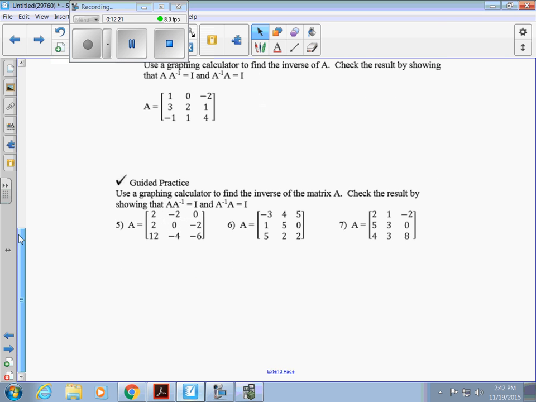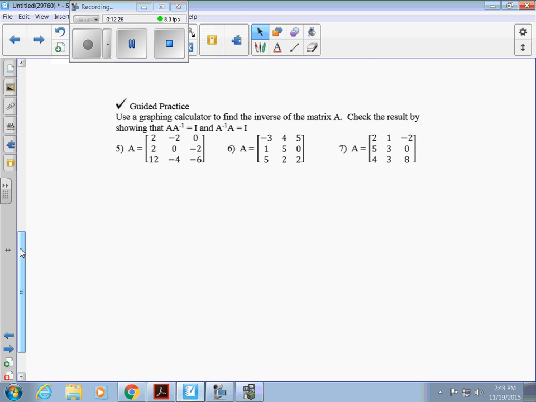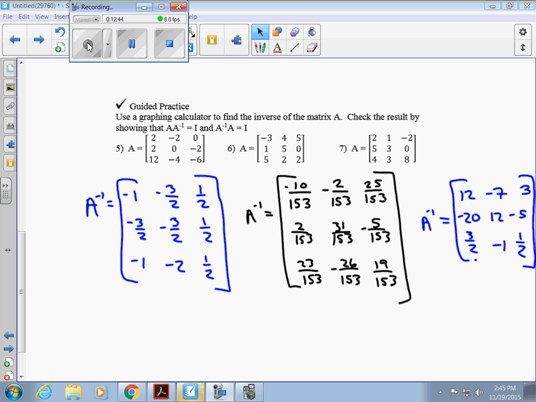So what I want you to do is go ahead and try one of these matrices, plug it in your graphing calculator, hit the inverse button, and see if you can get it. So go ahead and hit pause and then hit play when you're ready to move on. And here are the inverses for guided practice questions 5, 6, and 7.